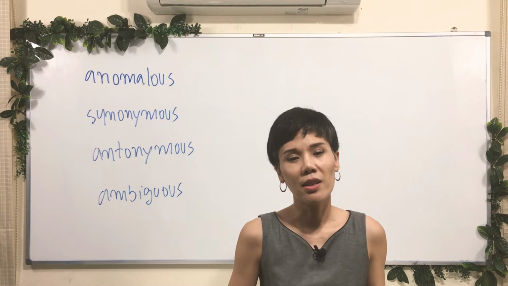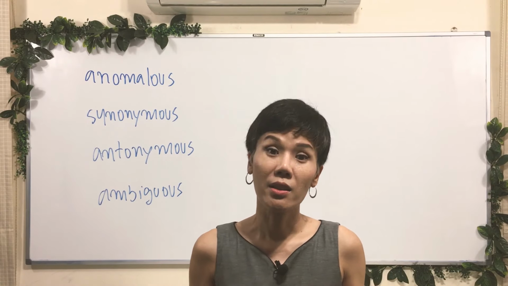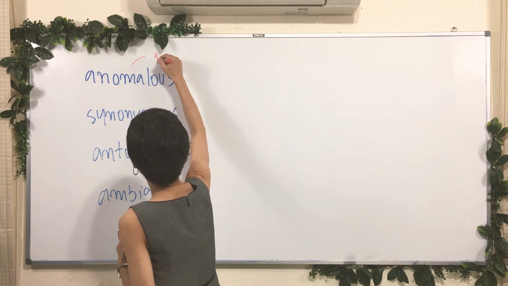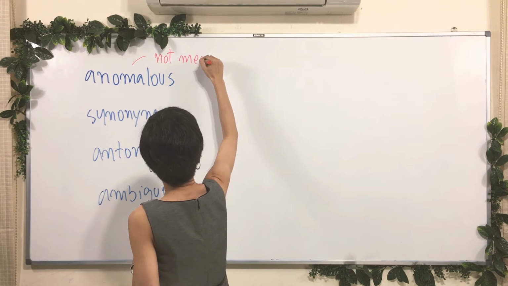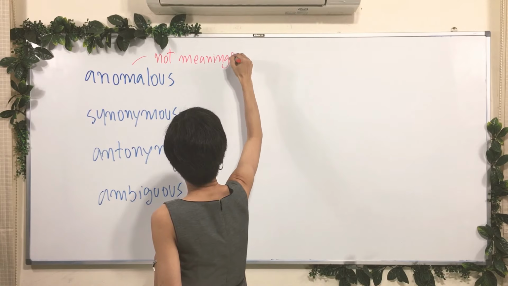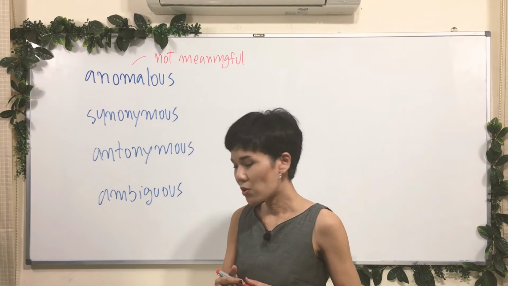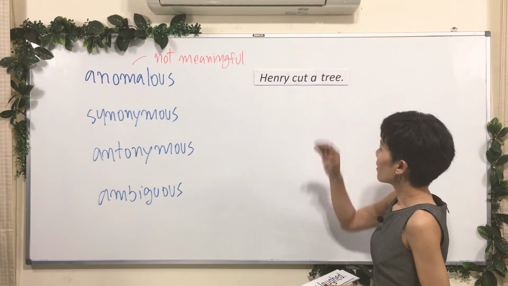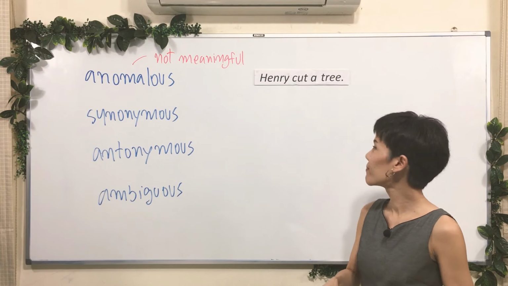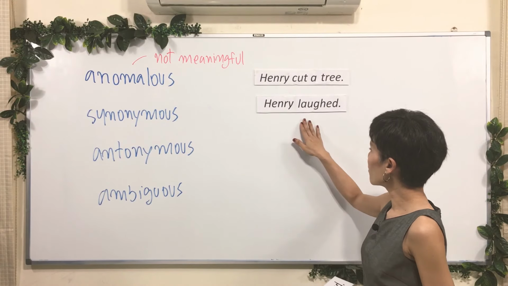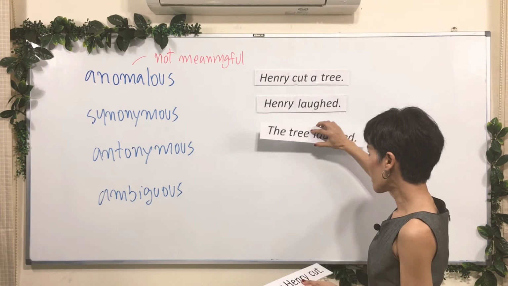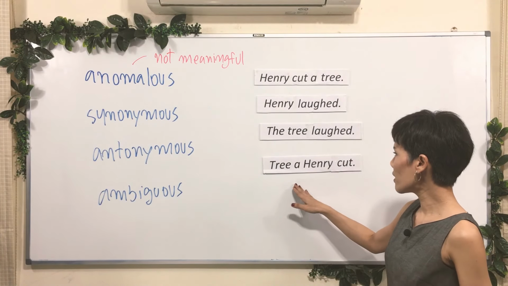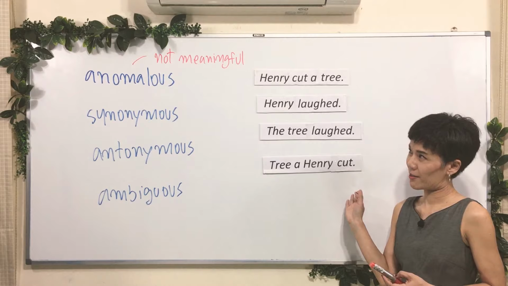When an expression is anomalous, it means that it is not meaningful. So I'm going to show you 4 sentences. First, Henry cut a tree. Next, Henry laughed. Next, the tree laughed. And last one, tree Henry cut.